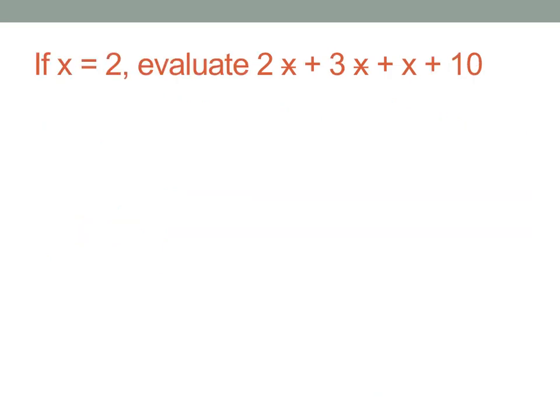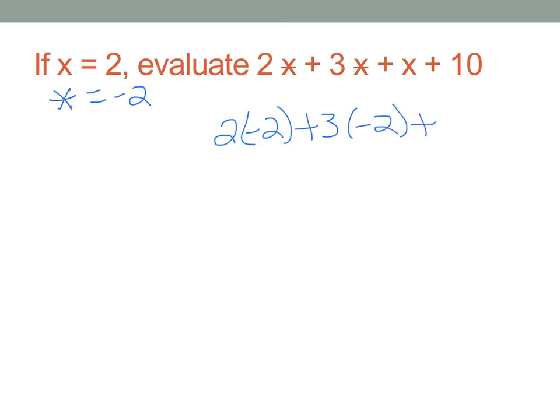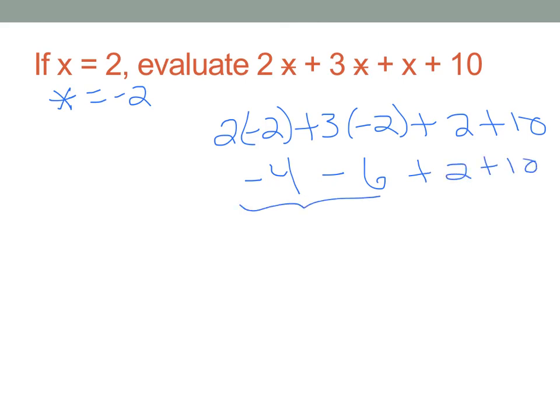Last one, let's go ahead and do an evaluation problem. If x equals 2, then star equals -2, and that gives us 2 times -2 plus 3 times -2 plus x, which is 2, plus 10. 2 times -2 is -4. 3 times -2 is -6 plus 2 plus 10. So we get -10 plus 2 plus 10, -8 plus 10, and we get 2.